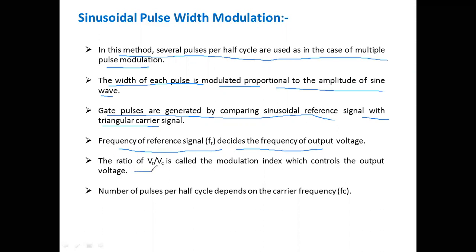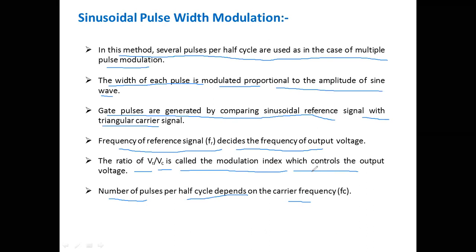Next, the ratio of reference voltage to the carrier voltage is called the modulation index, which controls the output voltage. Last point, the number of pulses per half cycle depends on the carrier frequency. It will depend on your carrier frequency. In short, what do we do in sinusoidal pulse width modulation?